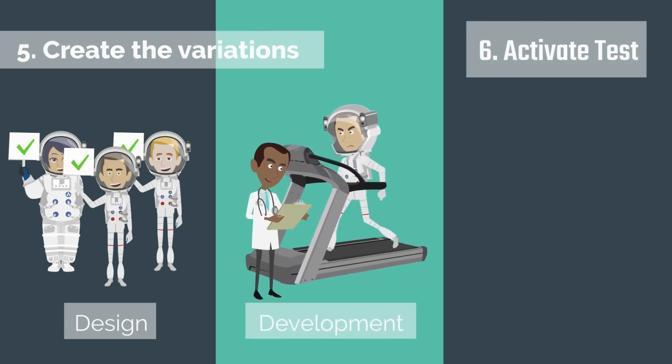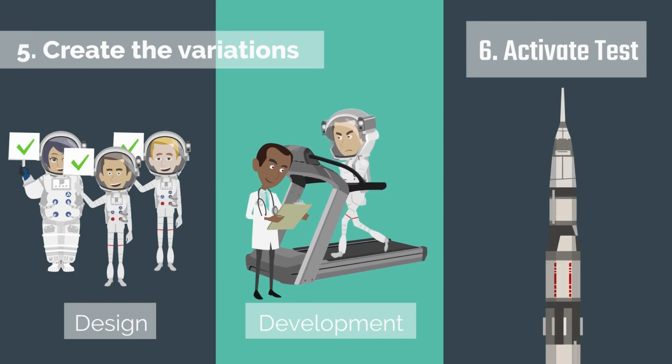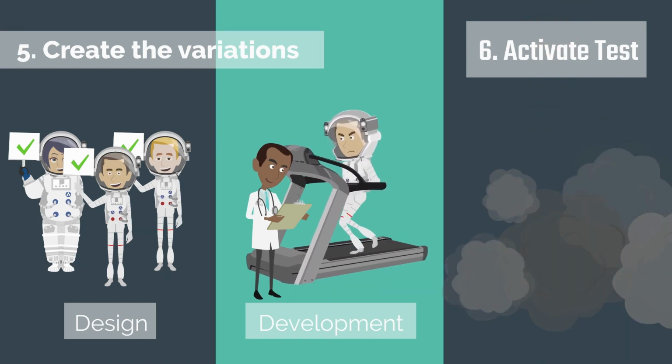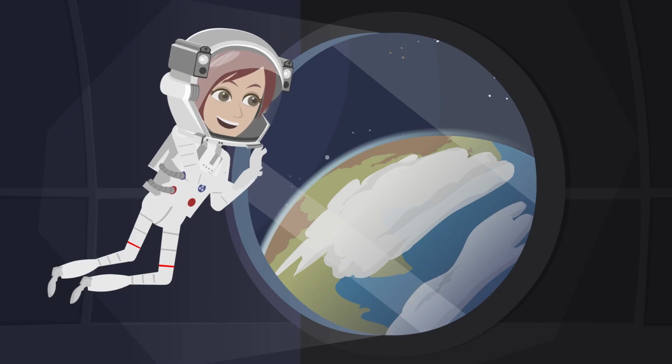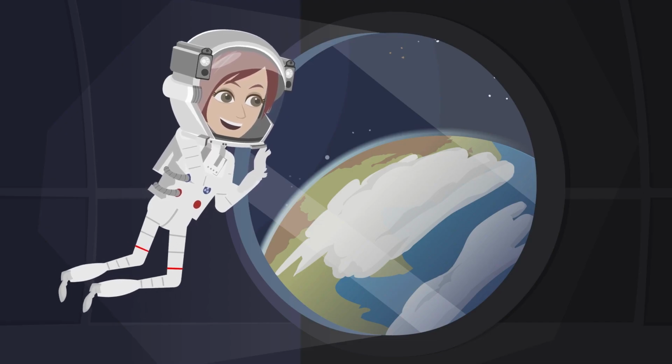Step 6 is to activate the test. So now that you've had it coded, you've had the designer work on it, you're ready to go live, you want to make sure you have the measurements in place. Remember, you want to see how does this test influence the main success measure, so in your test results it's very clear and easy to answer.